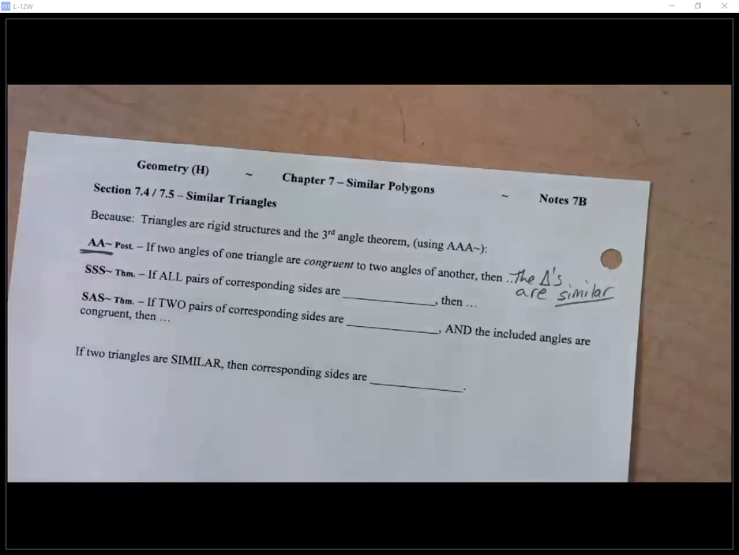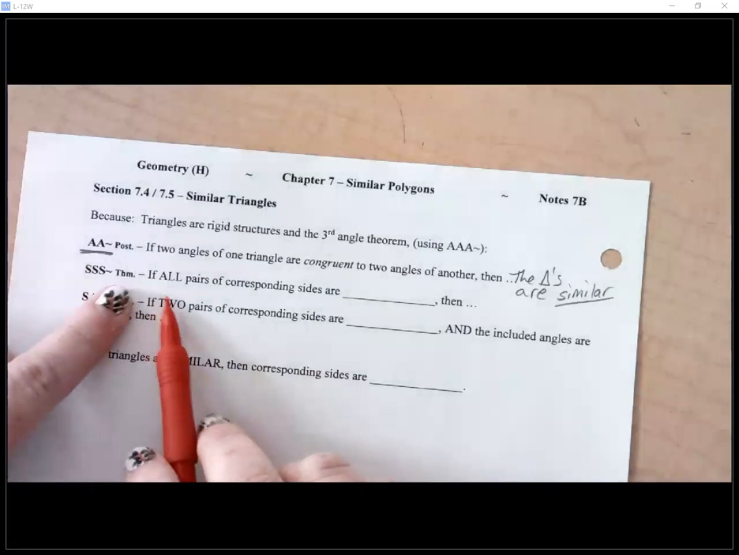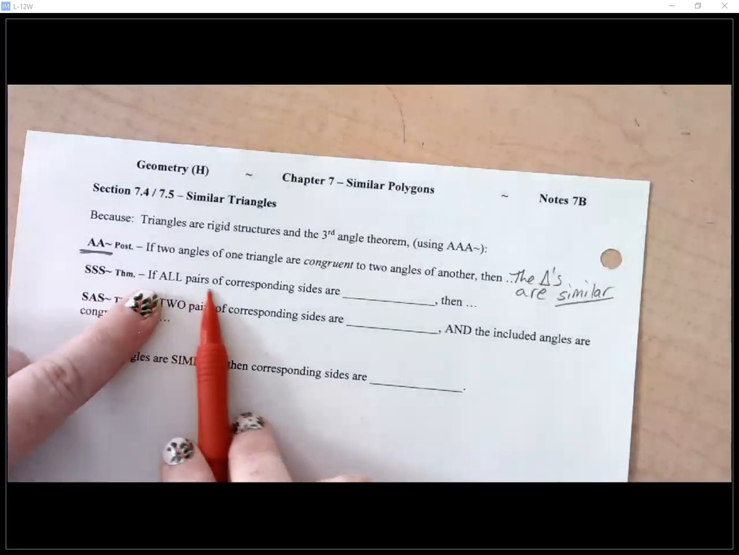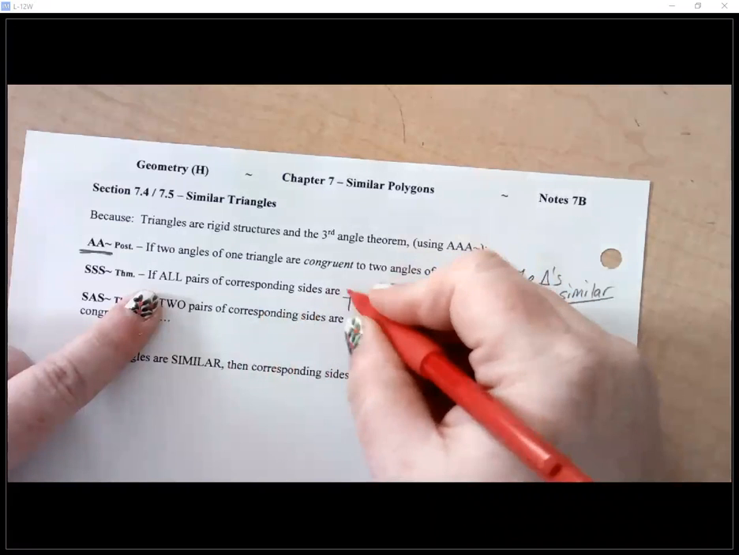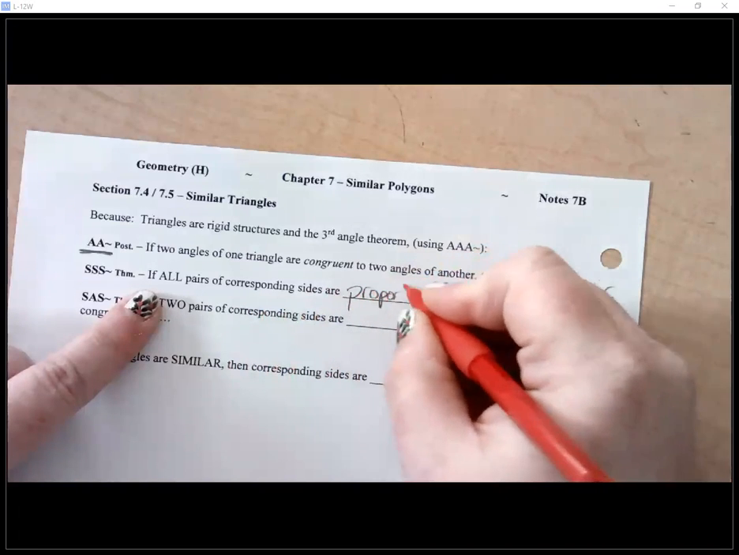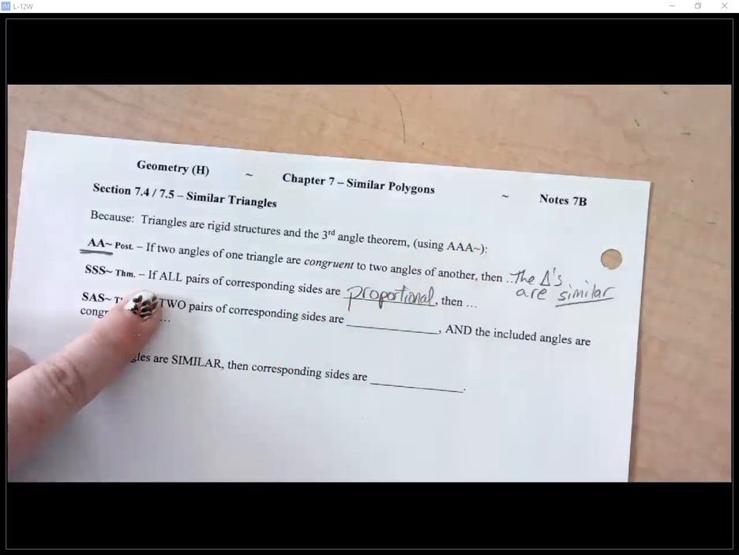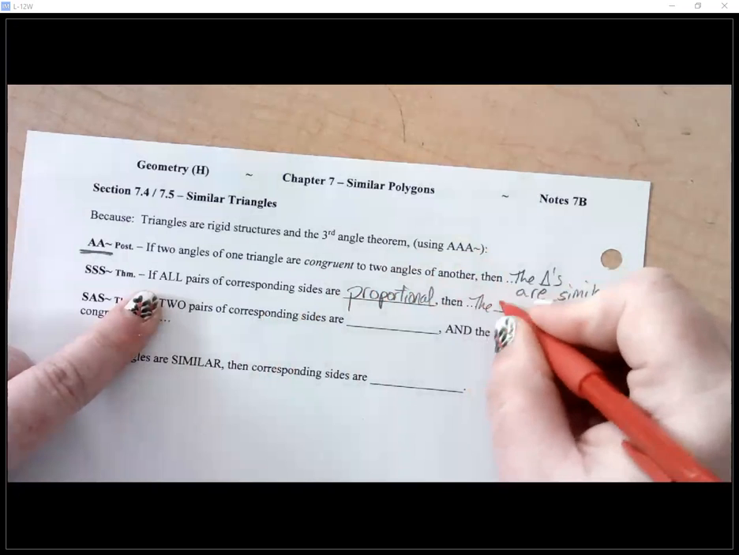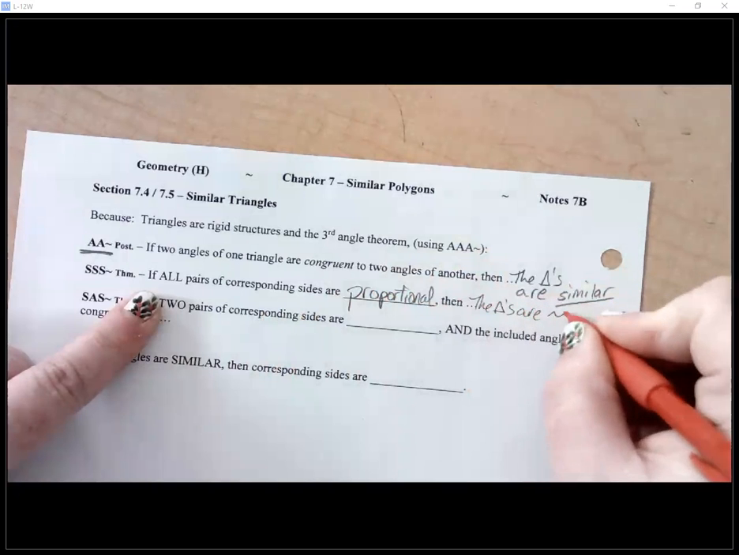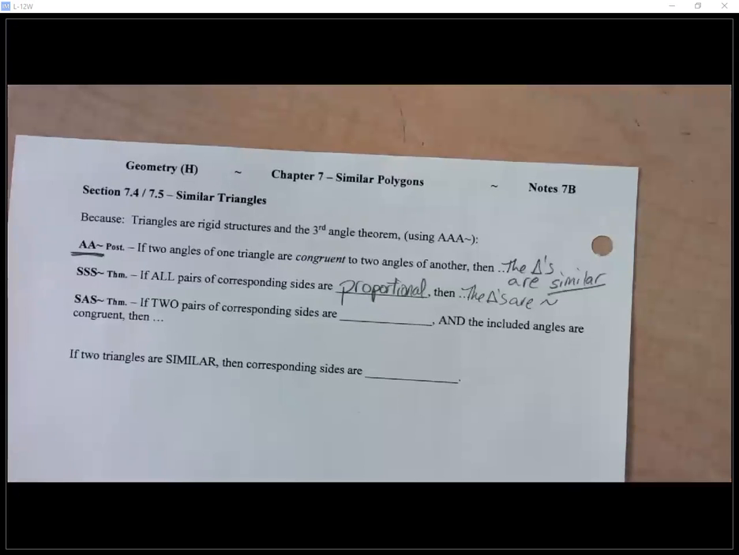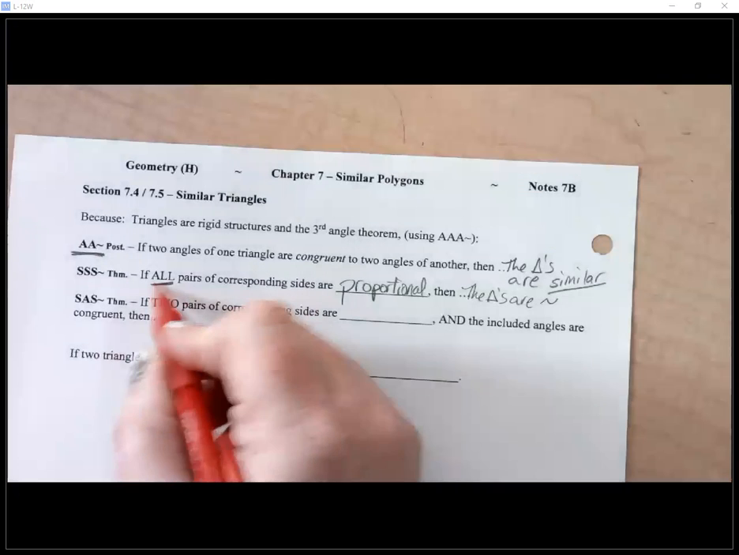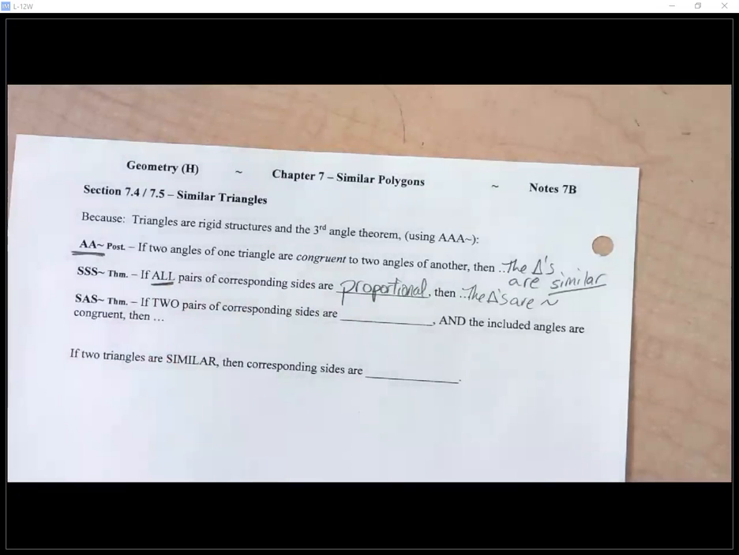Another shortcut that we have: imagine that we don't know anything about the angles, but I do know stuff about the sides. What I can do is compare all of the corresponding sides. If all pairs of corresponding sides are proportional, then the triangles are similar. And I want to stress all. You can't just compare two sides and two sides. You have to check all three with all three and make sure that they have a consistent scale factor throughout all of the ratios.